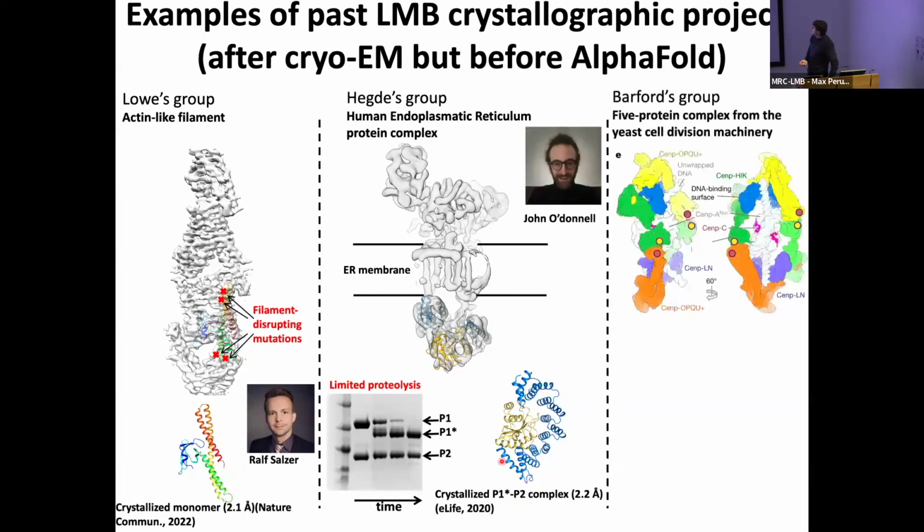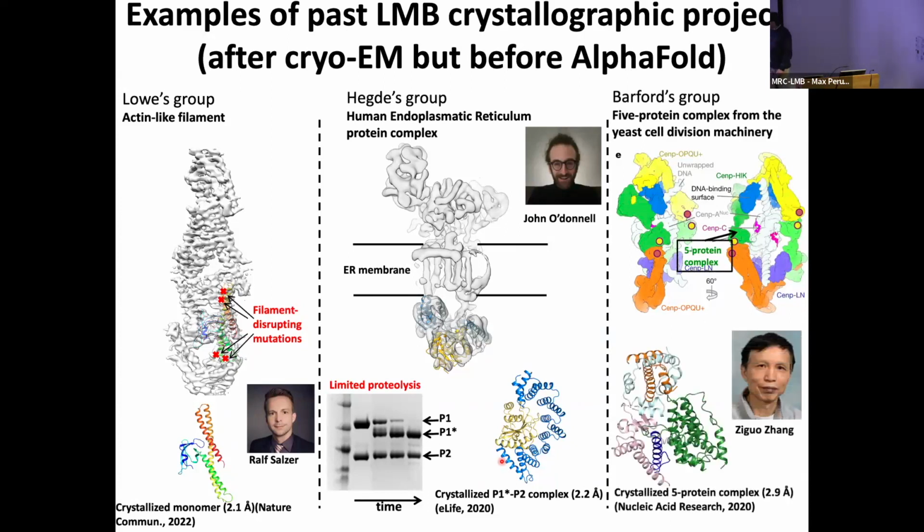Again, this is the example I was showing before. We had this five-protein complex that was not well resolved by EM, so they had to try to crystallize it. With Zigo, we did it. We got 2.9 angstrom, then we plugged it in and we published. Again, these days, can you do these things with AlphaFold? Maybe. But of course, I will try AlphaFold first. It's much less work. It probably just takes an hour.